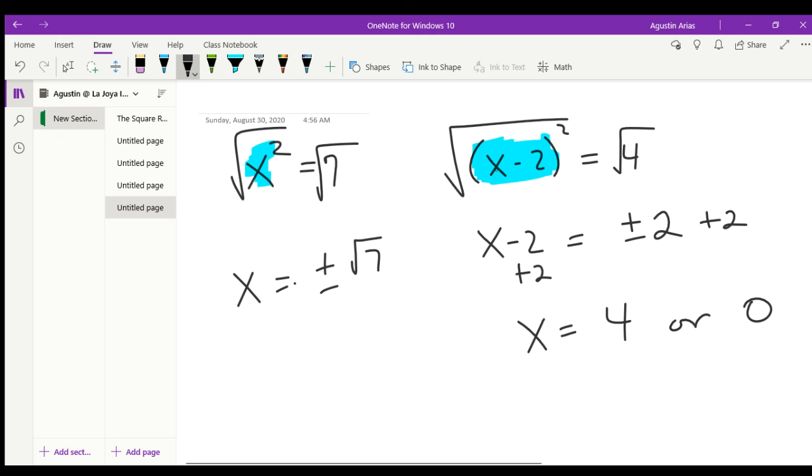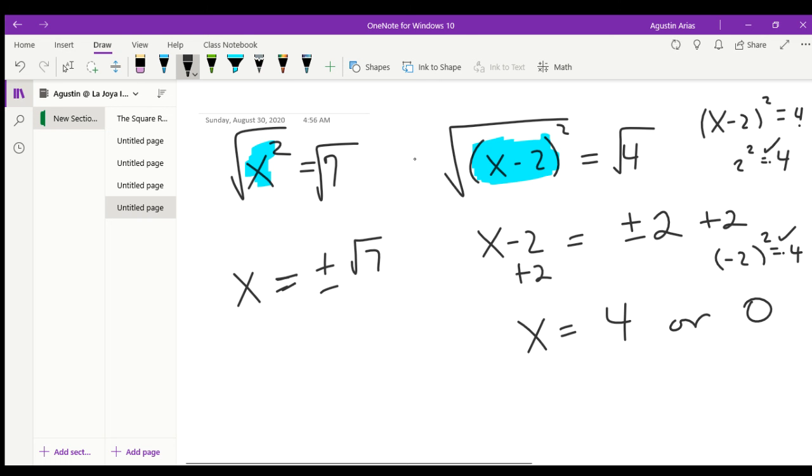The original question was x minus 2 squared equals 4. If I plug in 4, I get 4 minus 2 is 2, squared is 4. Yes. If I plug in 0, it'll be 0 minus 2, that's negative 2, and that is squared. Does it give me 4? Yes. So they both work. This is the square root property, because you take the square root of both sides.